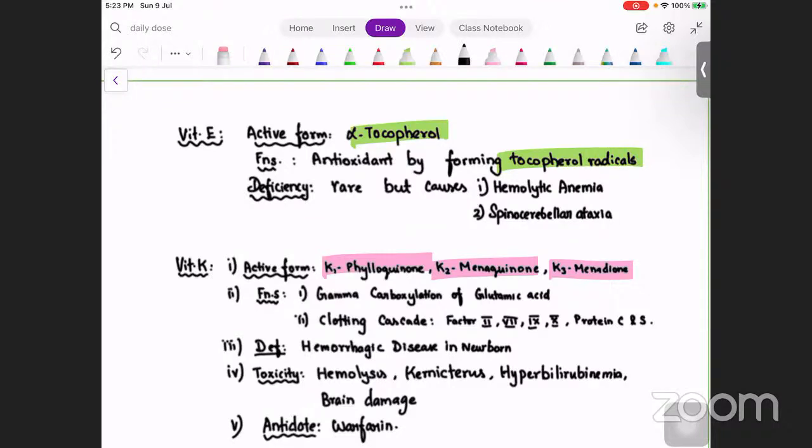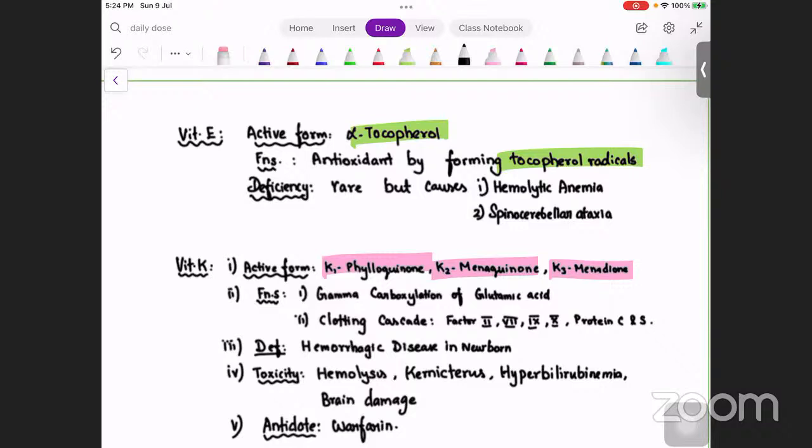So you have to choose which one is a K2. Menaquinone is the answer. Remember, the active form is K1, which is phylloquinone; K2 is menaquinone; and K3 is menadione.